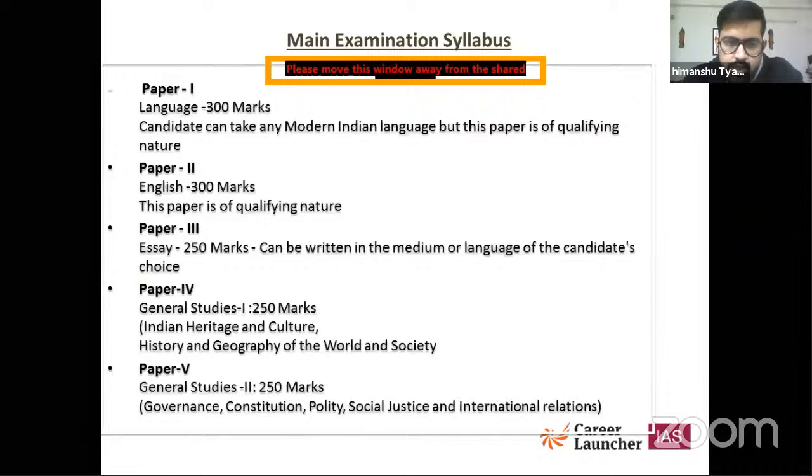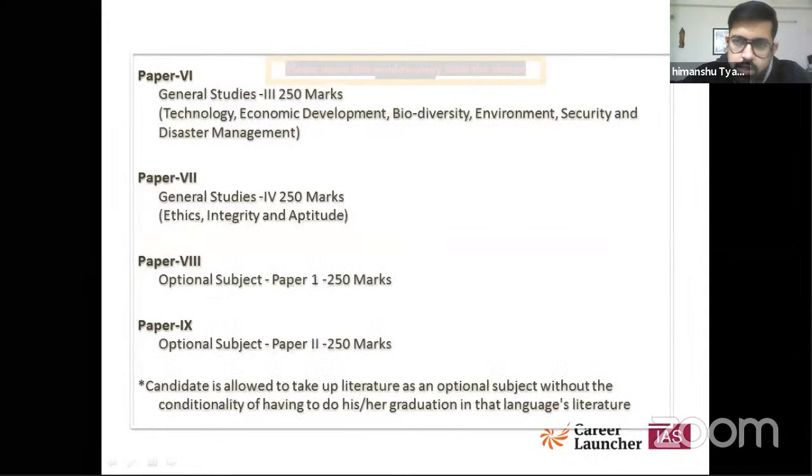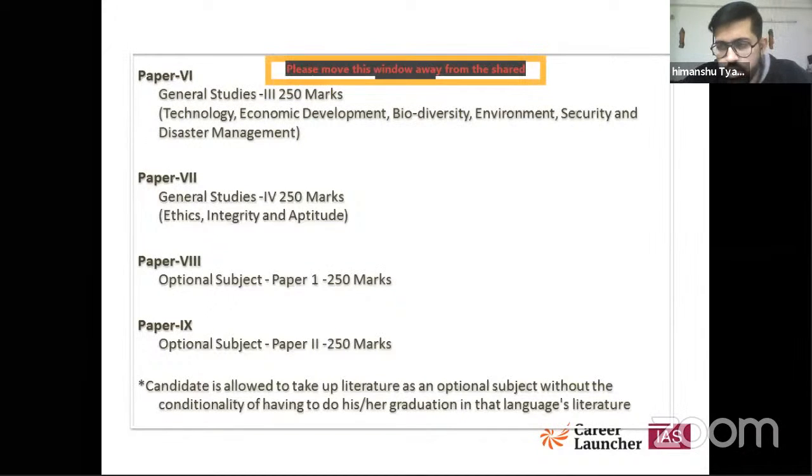Then the main examination, first two papers are language, then you have an essay paper, then GS1 means history and geography. Okay, GS2 means polity, governance, social justice, and IR, international relations. GS3 means economics, science and technology, ecology, environment, all these parts. And then general studies paper 4 means ethics, integrity, and aptitude.